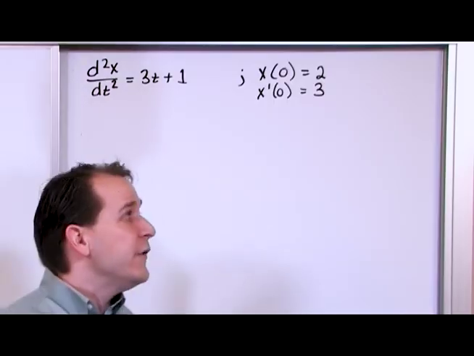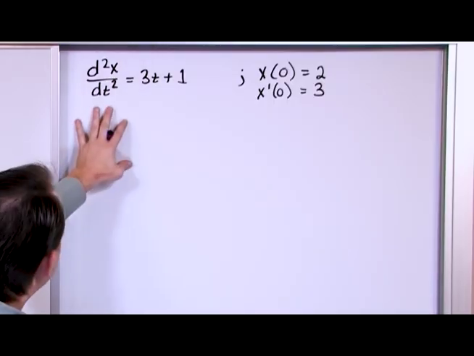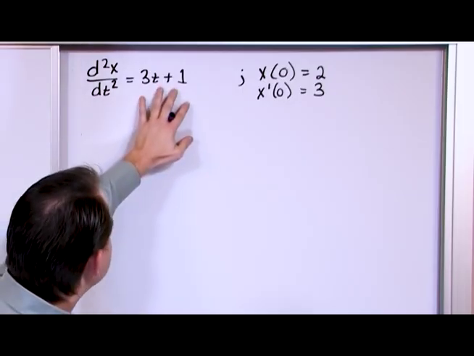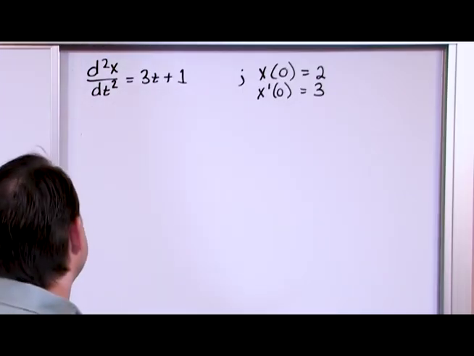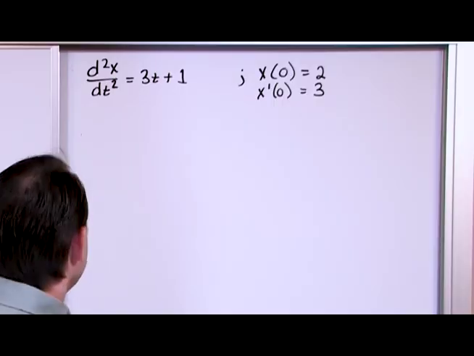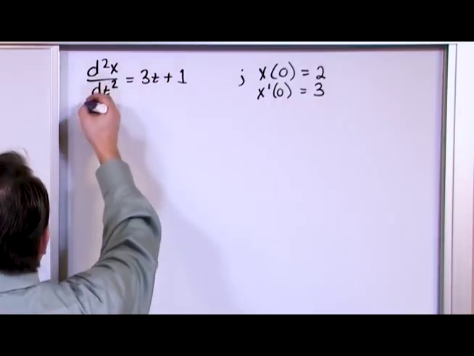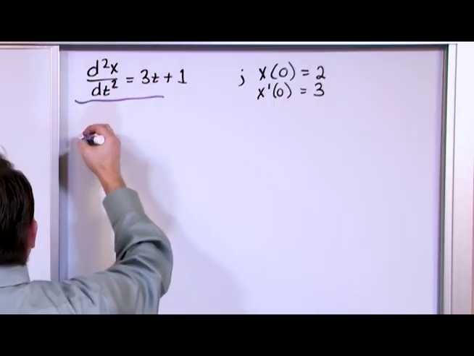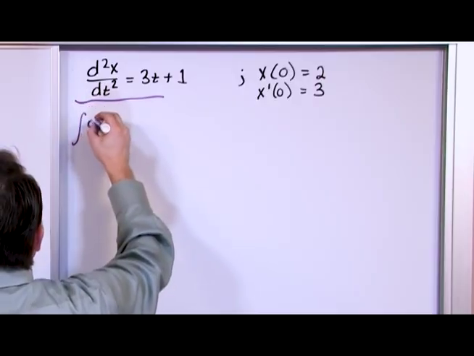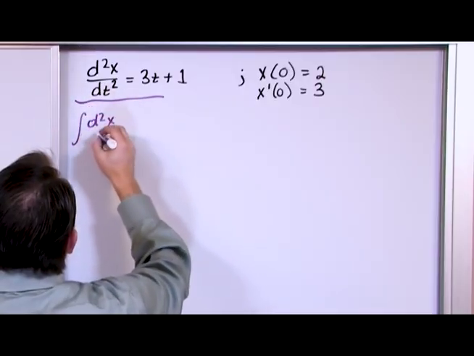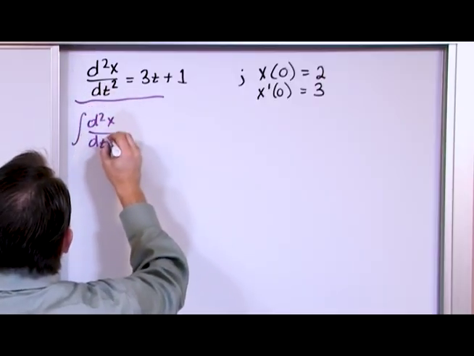But for this one, you can look and say, yeah, I've got a derivative all by itself over here, and I've got a nice function of time. So I can integrate both sides with respect to time and get the answer. So let's do that. So what I'm going to have is the integral of the second derivative of x with respect to time.